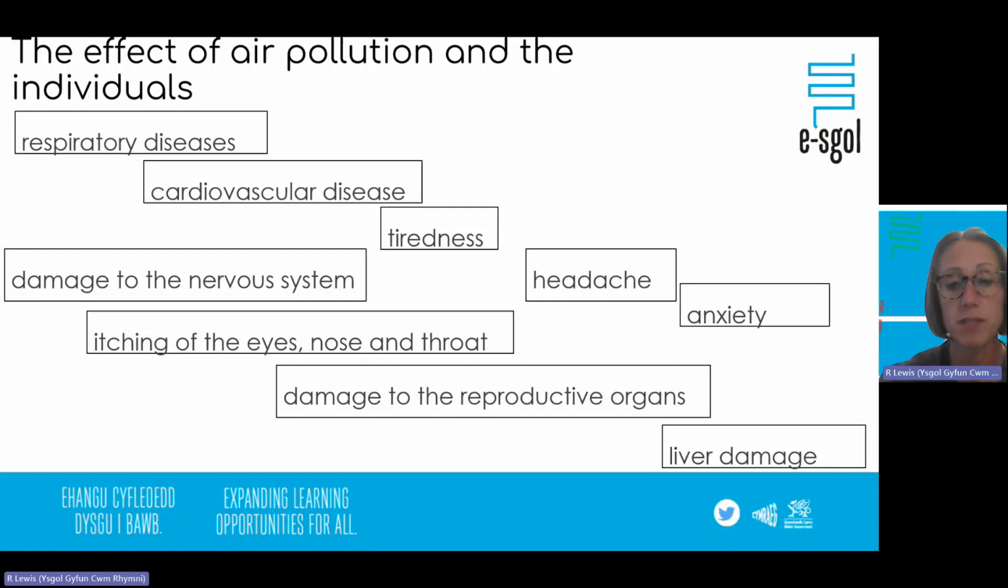It's damaging the nervous system, and the ability perhaps for my brain to function correctly. Maybe I've got constant itching of the eyes, nose and throat. And unfortunately, this can lead then to damage to the reproductive organs and essentially liver damage. So we need to understand that obviously living next door to the factory or the busy road can have a number of effects on an individual.